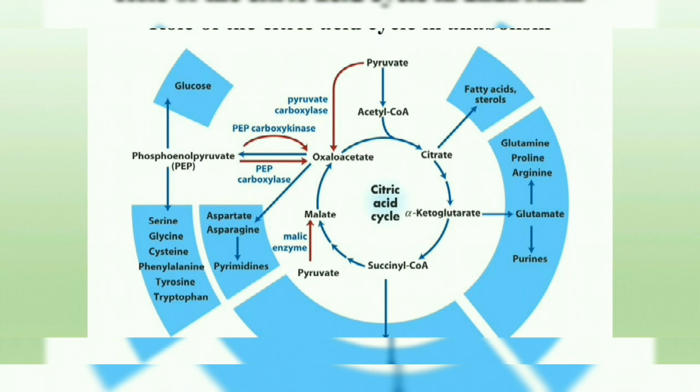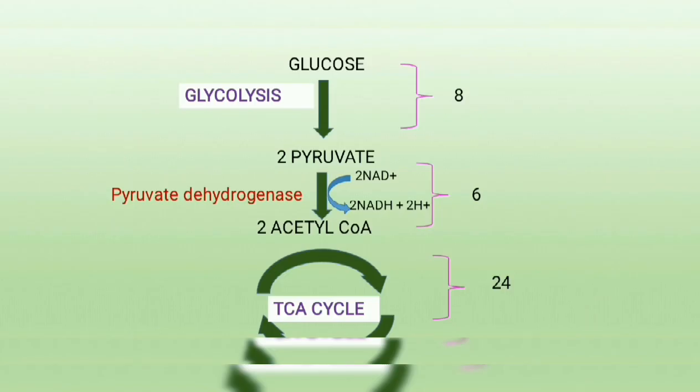Oxaloacetic acid is the main substrate for the TCA cycle along with the acetyl coenzyme A to run the TCA cycle. And the next one is the malate, which is again formed from the pyruvate with the help of the malic enzyme. So we have four anaplerotic reactions which help us to take back the intermediates of the TCA cycle and allow the TCA cycle to continue for energy production.